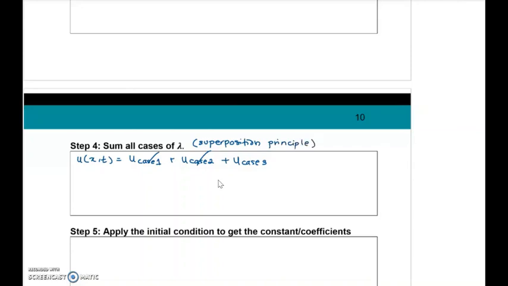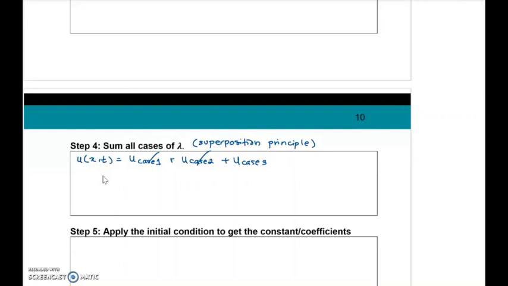Okay, the superposition principle says that if u from case 1 is a solution to the PDE, and u from case 2 is also a solution to the PDE, then the summation u case 1 plus u case 2 is also a solution to the PDE. And if we have one more, u case 3, which is a solution to the PDE, then the summation of all cases is the total solution to our PDE.